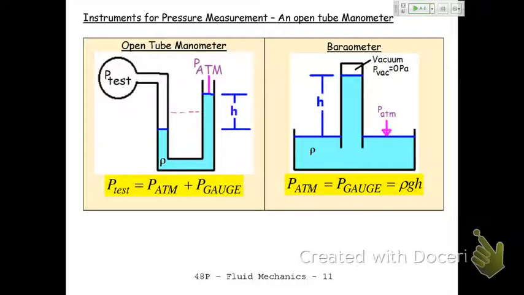So the balance point is when the atmospheric pressure plus this gauge pressure is equal to that. So we can get our height by measuring from the lower level to the upper level. And we say our test pressure is equal to our atmospheric pressure plus our gauge pressure. We just basically looked at that. Then the interesting thing is, supposing that I did not have to worry about the atmospheric pressure, because day by day atmospheric pressure changes. Supposing I could only concern myself with the gauge pressure.